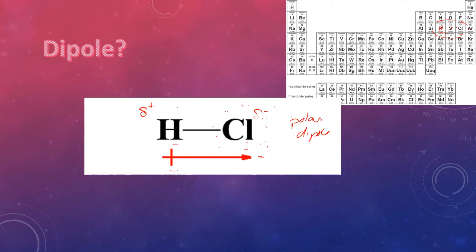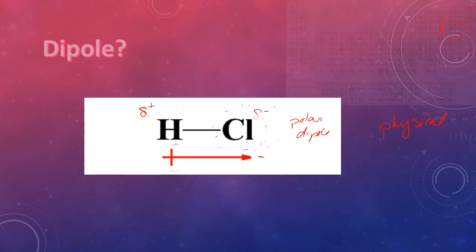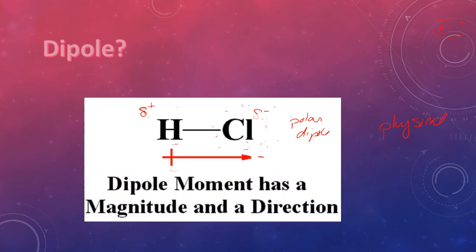We look at dipoles because we have to know about their physical properties, like boiling point, viscosity, surface tension, vapor pressure. All those things are affected by whether or not the molecule is polar and possesses a dipole. A dipole has both magnitude and direction. That's really not that important for our purposes. We just have to be able to look at a molecule in 3 dimensions and determine if it's polar or nonpolar.